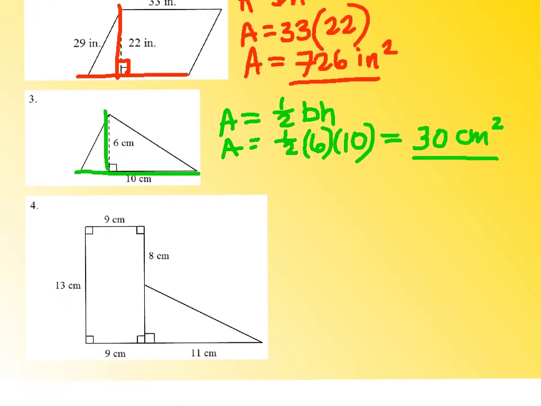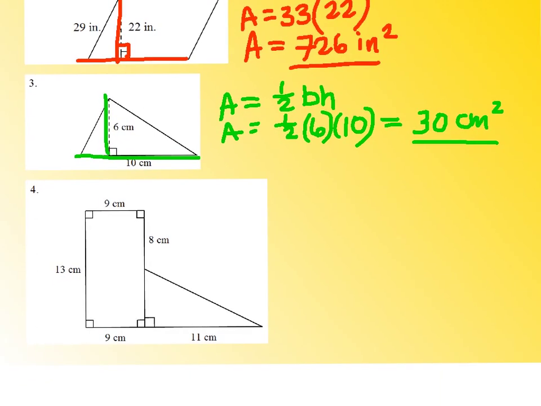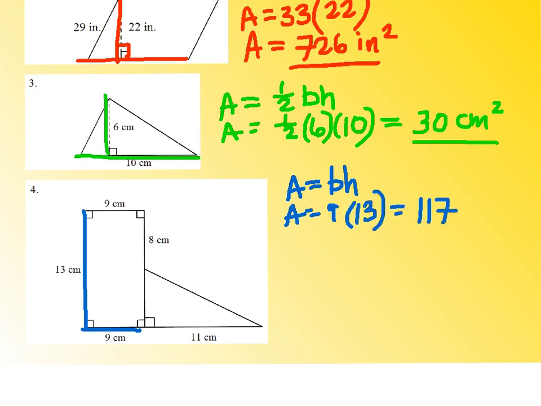Lastly, number 4. Okay, so we have an irregular shape here, but it's clear that we have a rectangle and then we have a triangle. So first we're going to find the area of the rectangle. So area equals base times height. And our base would be 9 and our height is 13. So area equals 9 times 13. And I get 117.